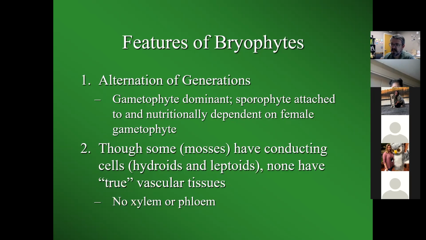Some mosses have conducting cells like hydroids and leptoids, but none of them have true vascular tissues such as xylem and phloem. So hydroids, what do you think hydroids move? What do they transport? Water. Okay, so they kind of match up with xylem. Leptoids are those that transport photosynthetic product from the leafy-like areas. So they're more like phloem.